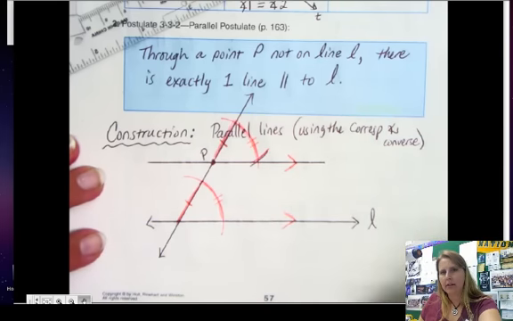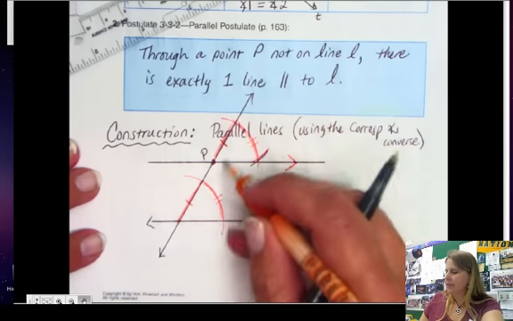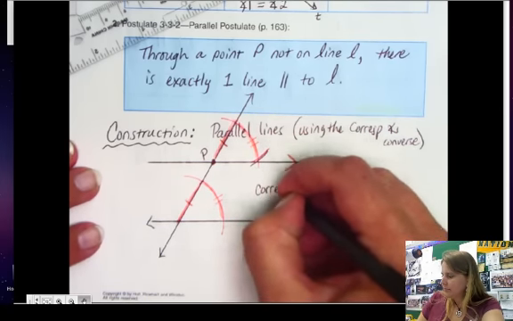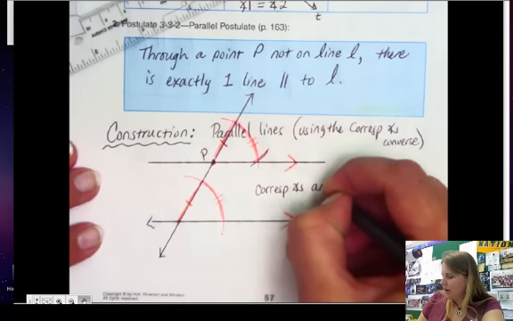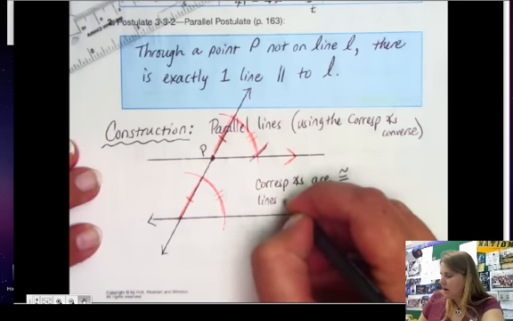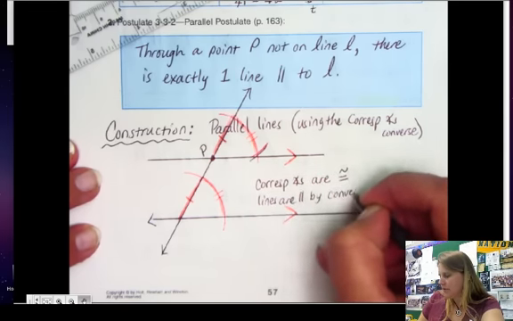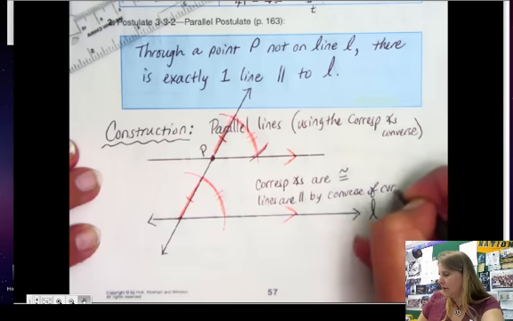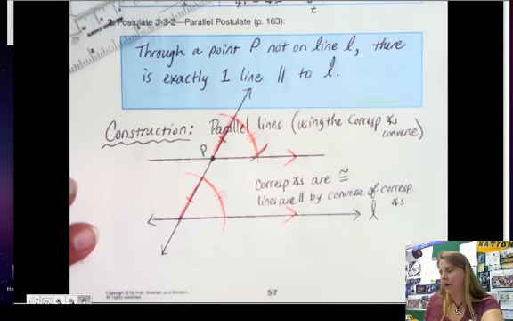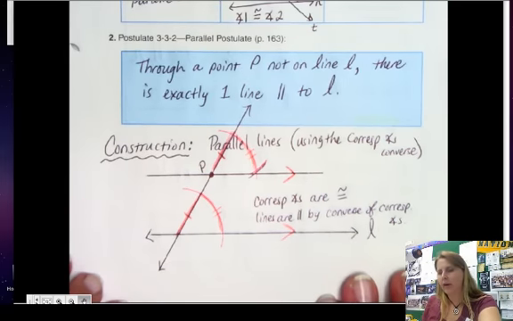They are parallel. And I know that they are parallel because the corresponding angles are congruent. So therefore, the lines are parallel by converse of corresponding angles. Okay? So the lines are parallel by the converse of the corresponding angles. So that is the construction of parallel lines.